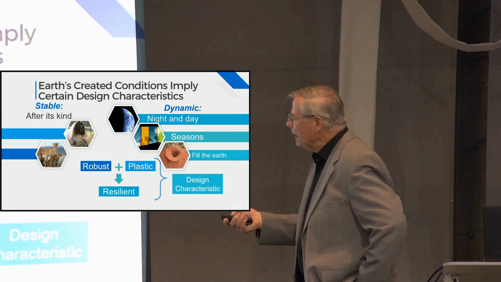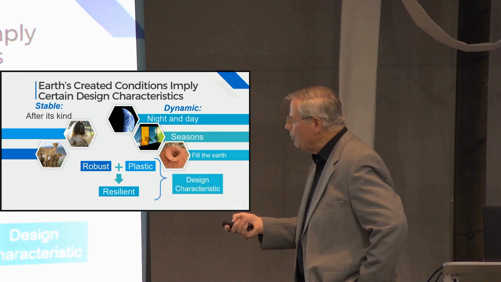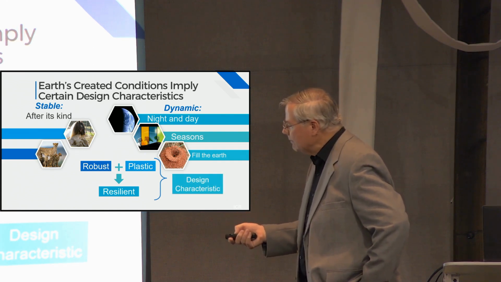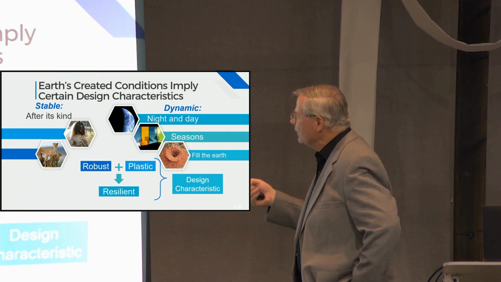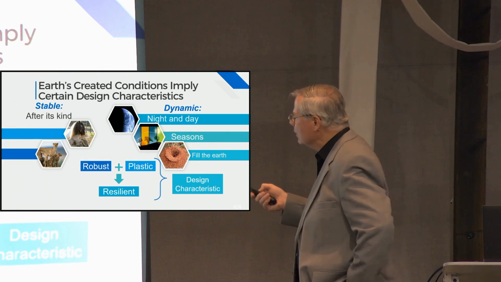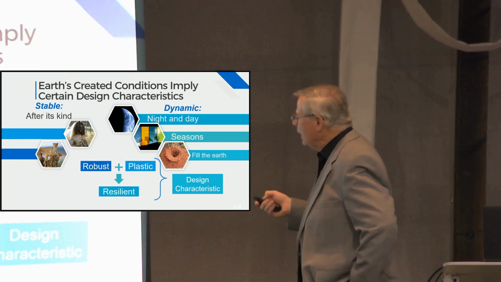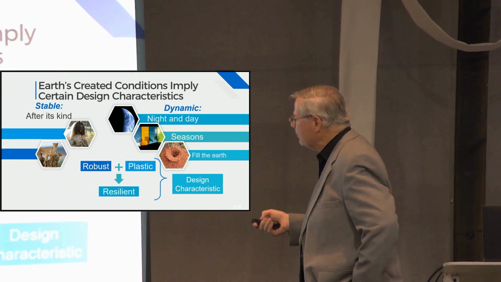So when the Lord made these creatures, He made them robust, He made them plastic, He made them resilient, right from the very beginning of creation, in order to live on a highly dynamic earth.